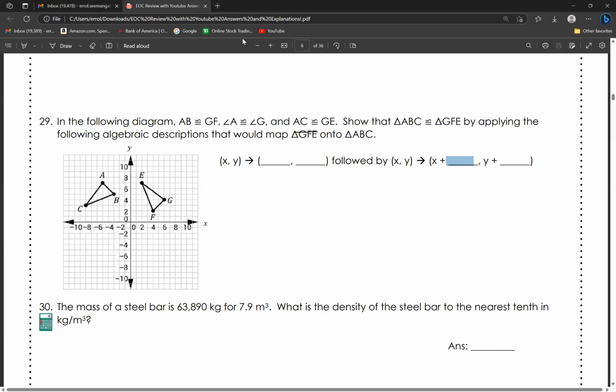So let me see here. Let's write it in order. Triangle GFE, and they want, in the following, AB is congruent to that. Angle A is G, AC is G. Show that ABC is congruent. Okay, so here they're saying that A is the same thing as which one? As G. Right. So how does A become G?